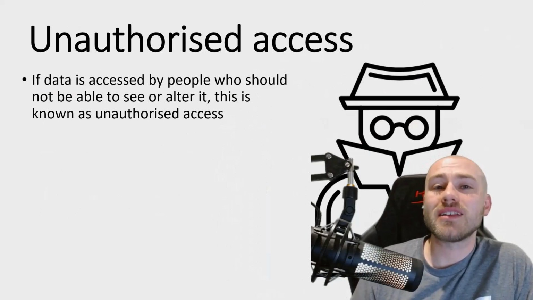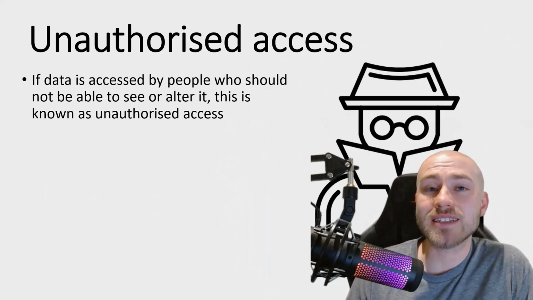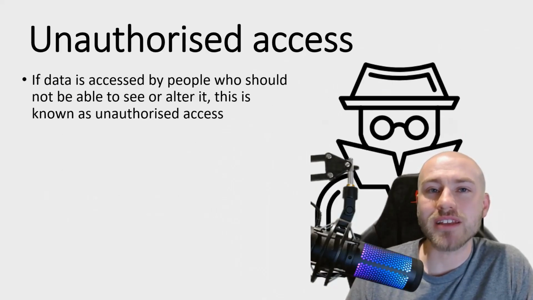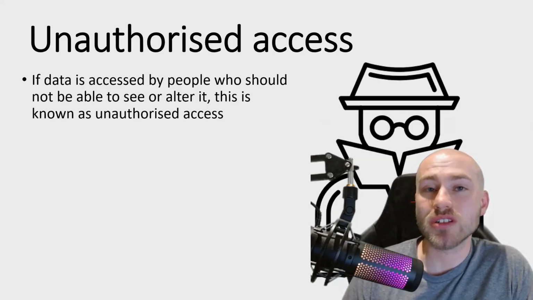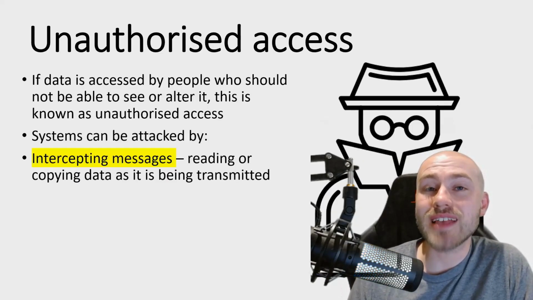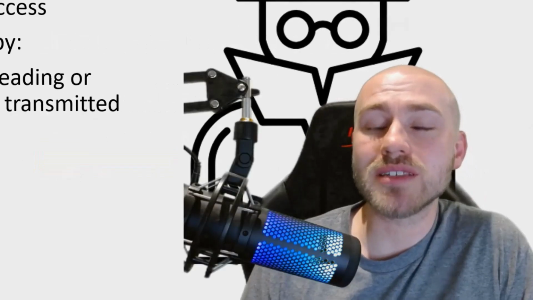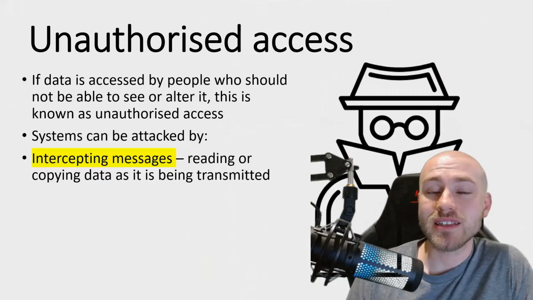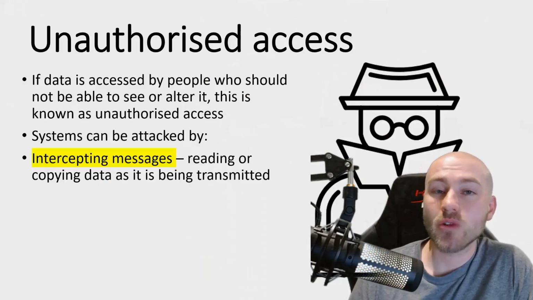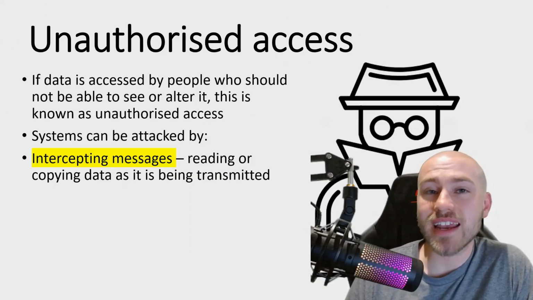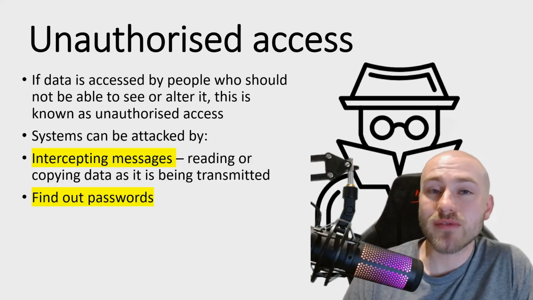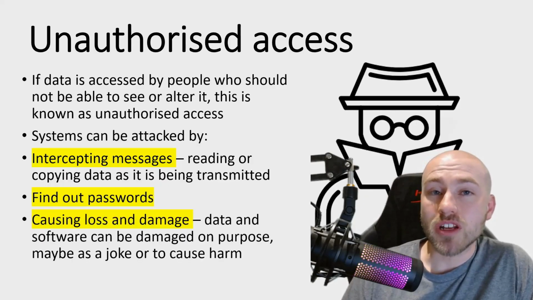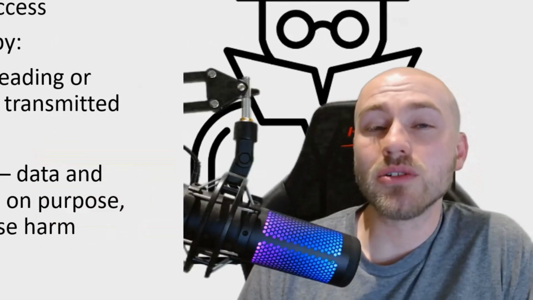Unauthorized access is when someone's not been given permission to access data, but they access it anyway. There's multiple ways that this can happen. It's not just because somebody's left their laptop or device unattended. One method could be by intercepting messages. As data is being transmitted, if it's not being encrypted, the data once it's intercepted can be read, or it could be copied, which means that they can gain access to your confidential information. Another method of unauthorized access is just by finding out someone's password, which we're going to be talking more about in a moment. As a result of unauthorized access, it could cause loss and cause damage.